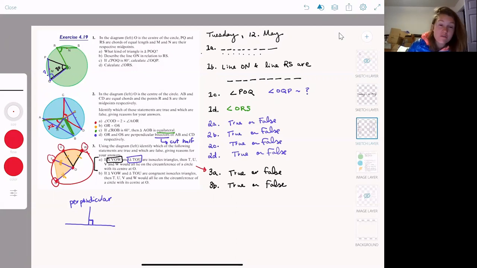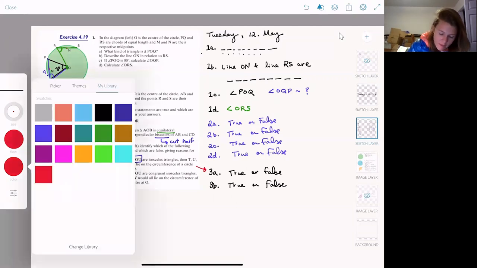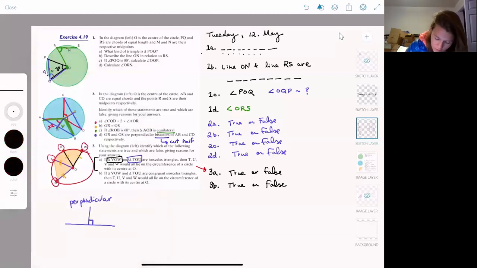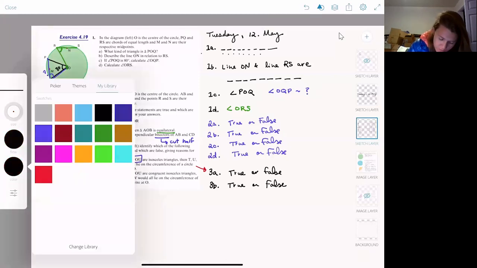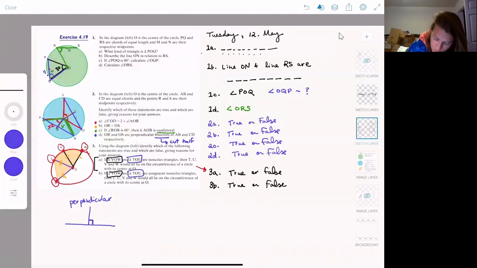Now, B is very similar. If, again, VOW and TOU are congruent isosceles triangles, so this side equals this side equals this side equals this side, then U, T, V, and W would lie on the circumference with O at the center. Is that true or false?